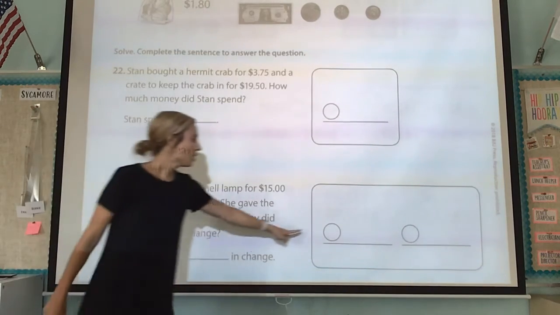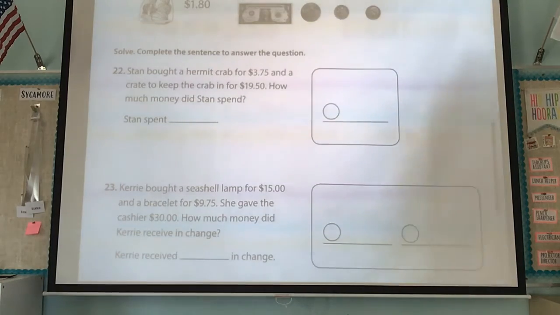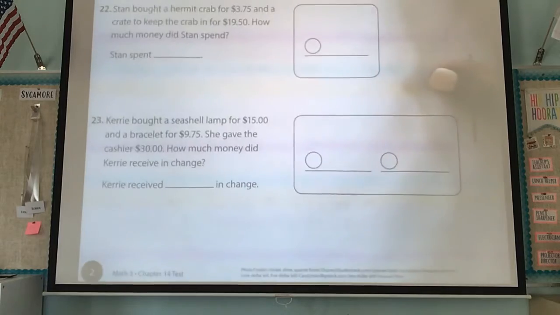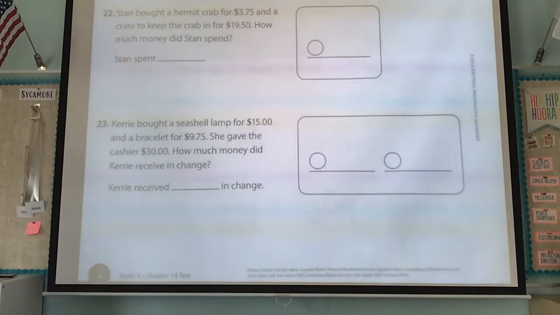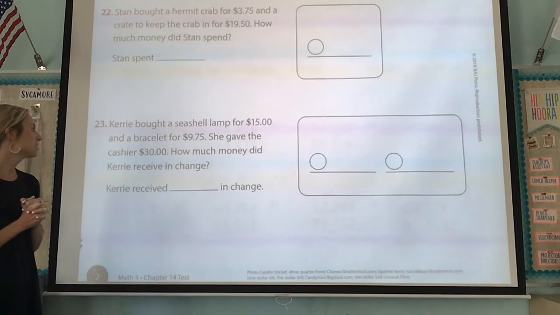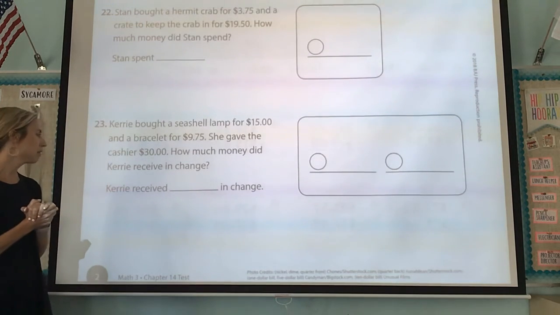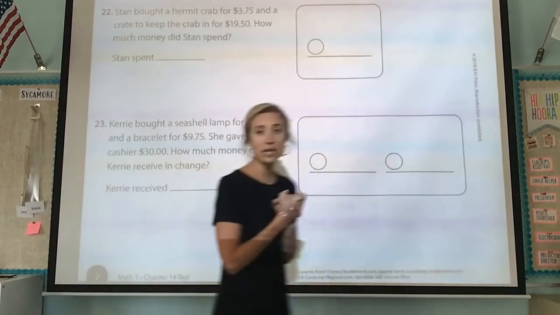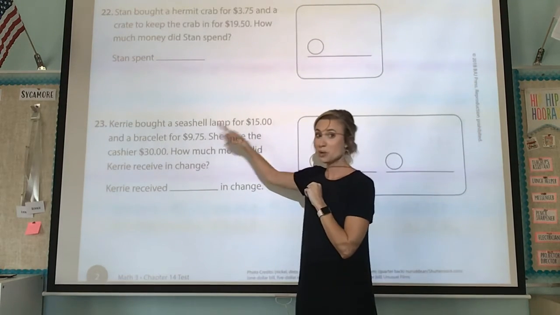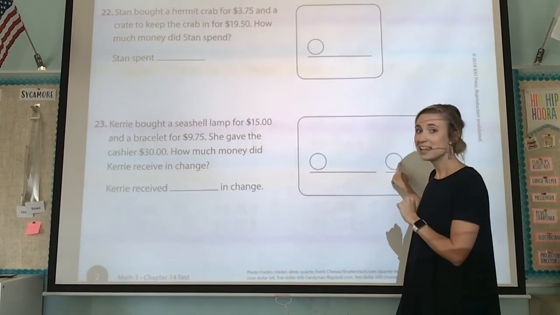On this one, I already noticed I have 2 spots. This is a 2-step problem. I'm going to slide it up just so we can read it together. There we go. Okay. Carrie bought a seashell lamp for $15 and a bracelet for $9.75. She gave the cashier $30. How much money did Carrie receive in change? So we have 2 things we have to do for this problem. The first one, I'm going to need to add some money. And then to find my change, I'm going to need to subtract my answer.